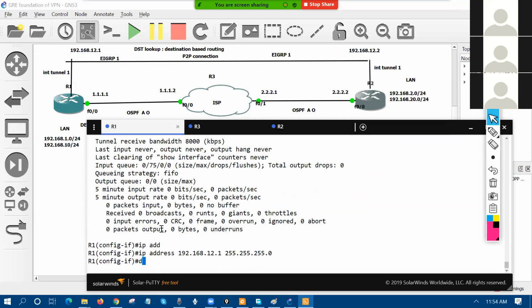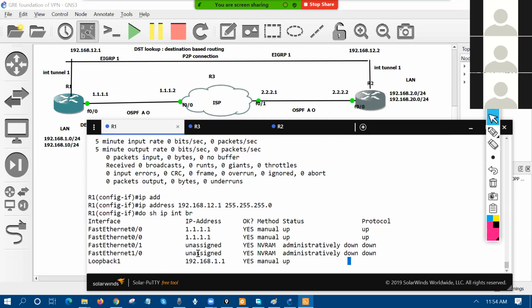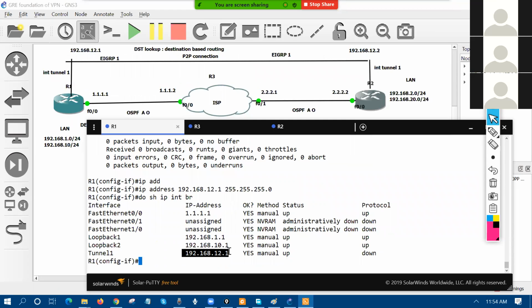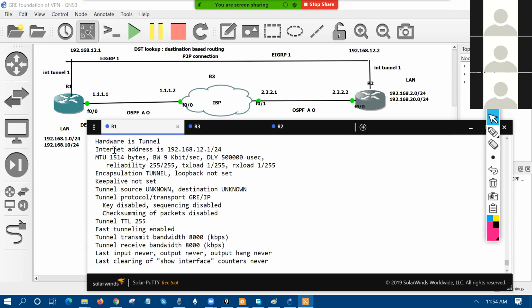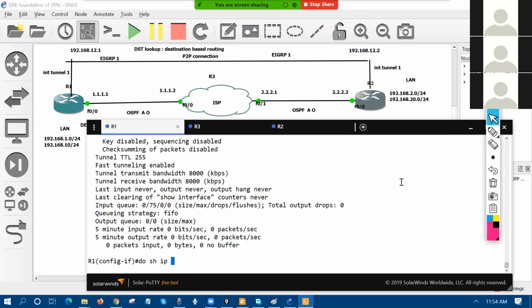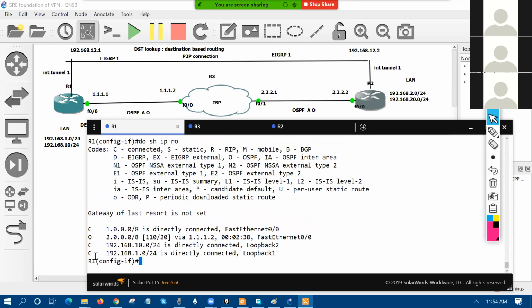Now if you do show IP interface brief, we have IP addressing on this guy, but it is still down. In show interface tunnel 1, we gave the IP address 12.1 to this interface, right? But it is still unknown. I don't know from where to where I need to form a tunnel. And if you check the routing table right now, after putting this IP addressing, I have routing information.